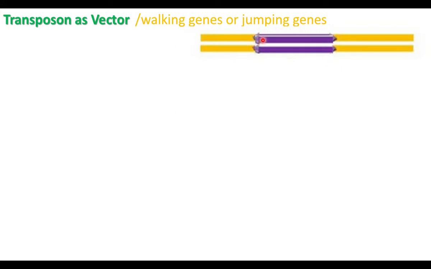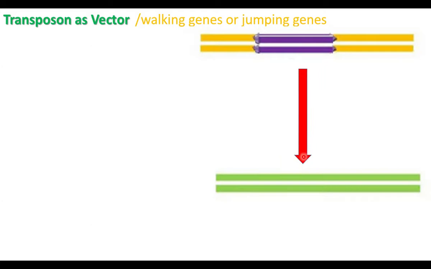A transposon is a nucleotide sequence. It is a part of the total DNA. This sequence can move from this location to another location of the same DNA. It also can move from this DNA to another DNA. This walking gene can transfer itself from this place to another place of the same DNA. So it is called a walking gene or jumping gene. This is called a transposon vector.